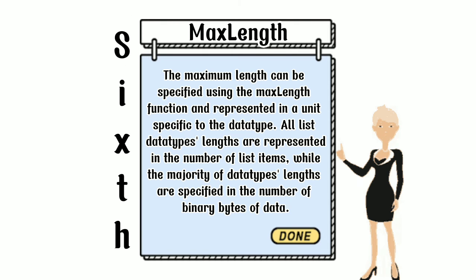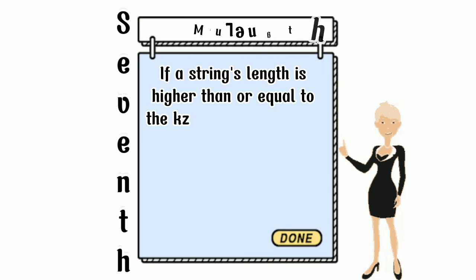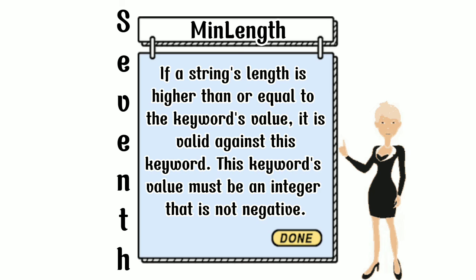maxLength function and represented in a unit specific to the data type. All list data type lengths are represented in the number of list items, while the majority of data type lengths are specified in the number of binary bytes of data. If a string length is less than or equal to the keyword value, it is valid against this keyword. This keyword value must be a non-negative integer.